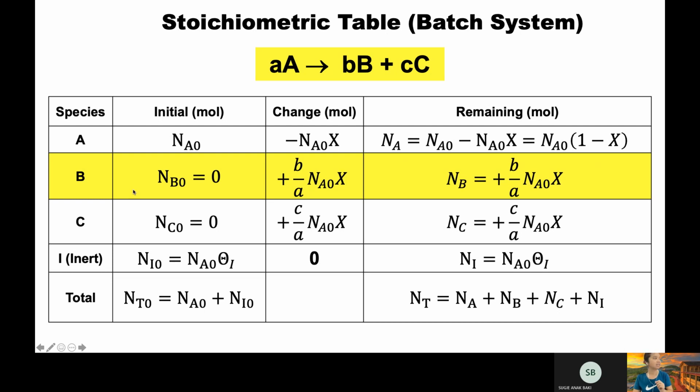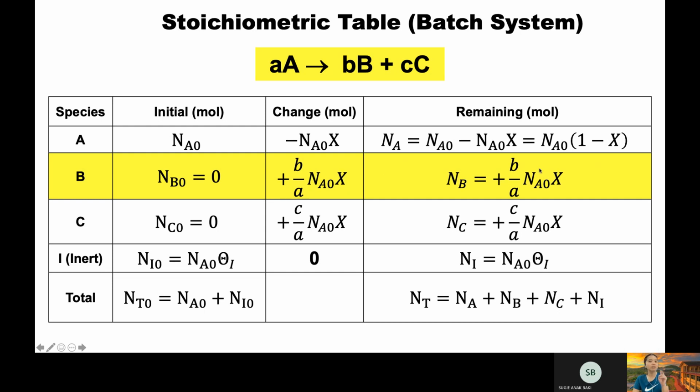So for your B, you can see that the table will be a little bit different because sekarang kamu tengok total initial for B is already 0. Total change for B sekarang jadi plus (b/a) n_A0 X. Kenapa jadi plus (b/a) n_A0 X? Because in this example, B dah jadi produk. So B got no initial. The change for B akan jadi plus because B is formed. So how much is formed? Plus (b/a) n_A0 X. So what about the remaining? So the remaining n_B equals the change.